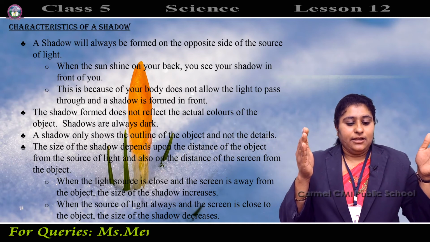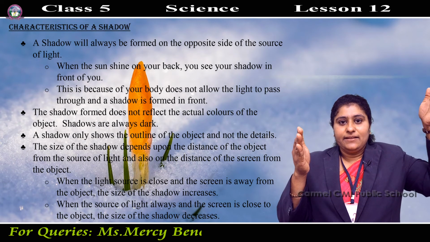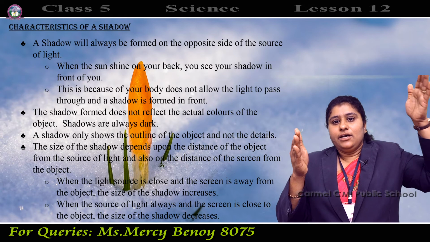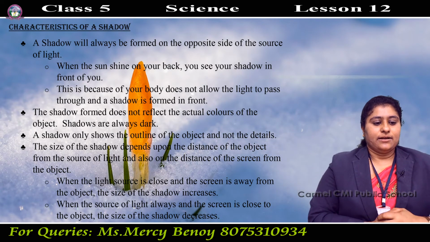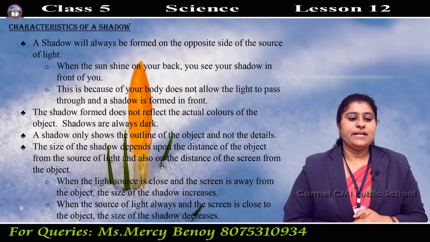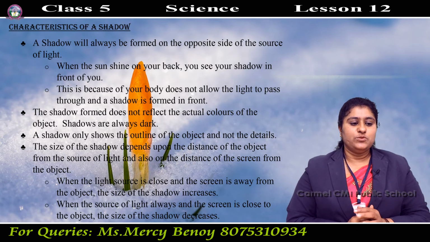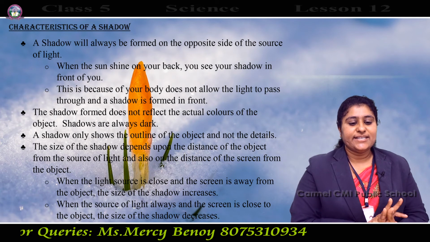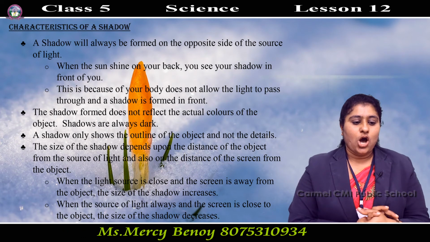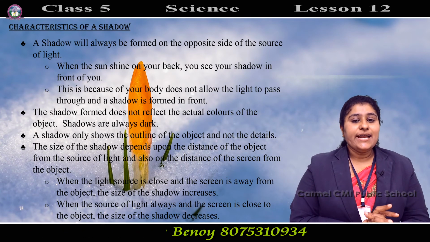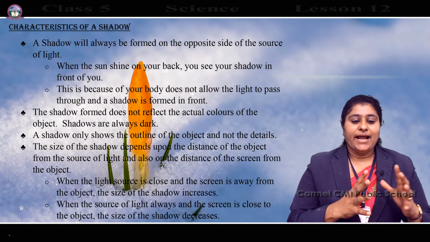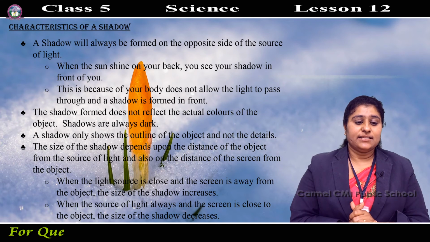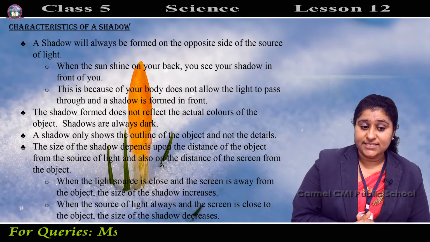Okay, and if the source of light is at this height, the screen should be up to there. Like that. So the size of the shadow depends upon the distance of the object from the source of light and also the distance of the screen from the object. When the light source is close and the screen is away from the object, the size of the shadow increases.